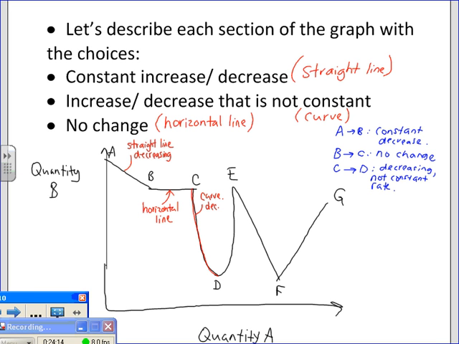So if I have a look at that, I see that it looks like the steepest part of this graph is right at the beginning. So at first, quantity B is decreasing quickly, and then it starts to slow down a little bit as we get to the bottom of the curve. Let's look at from D to E.